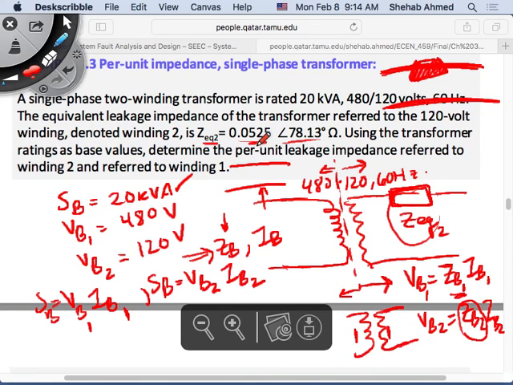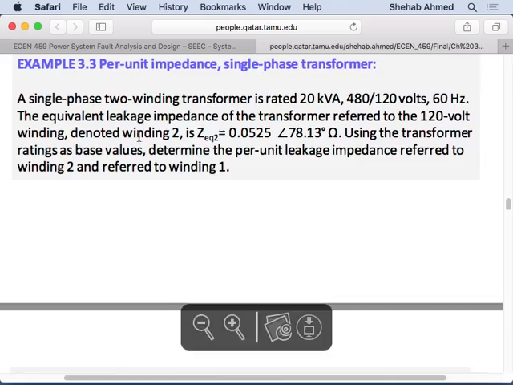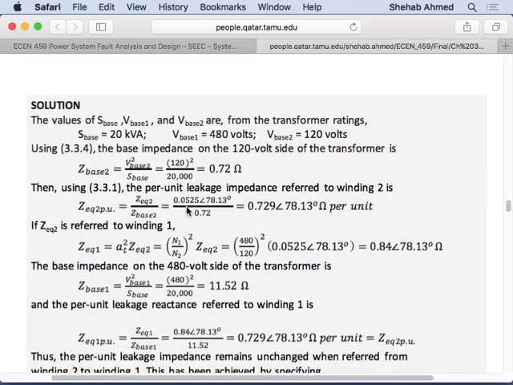Using per unit, we saw that if I look from this side, the impedance is the same as if I look from the other side. Primary and secondary, it looks the same. So if that's the case, then I can basically put the impedance here and say this is my representation of a real transformer in a power system. This is what this exercise is trying to tell you. So let's look at the solution and confirm that.